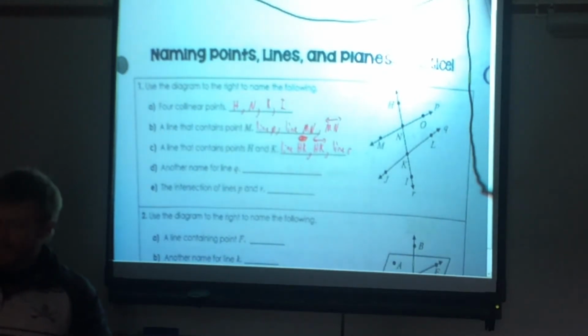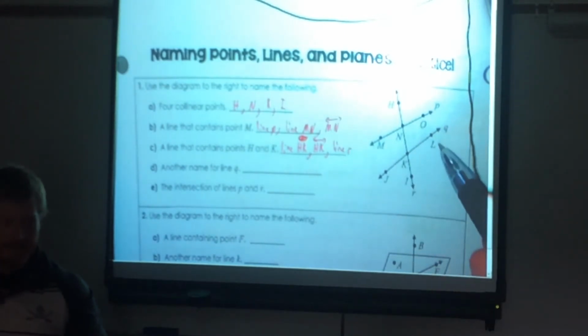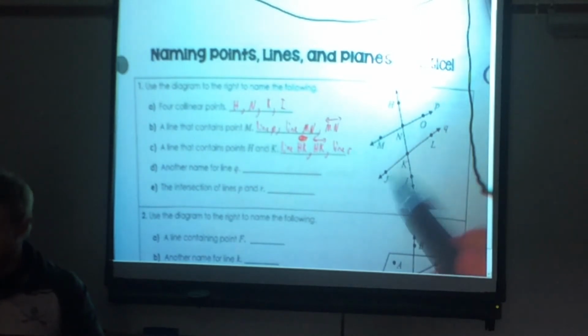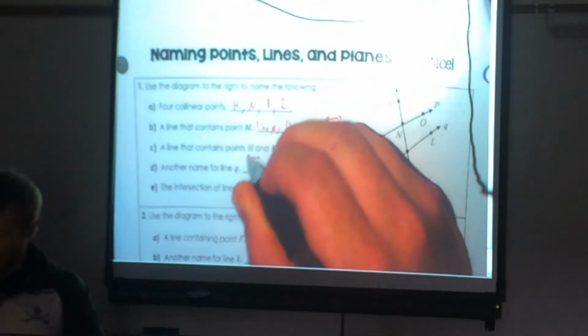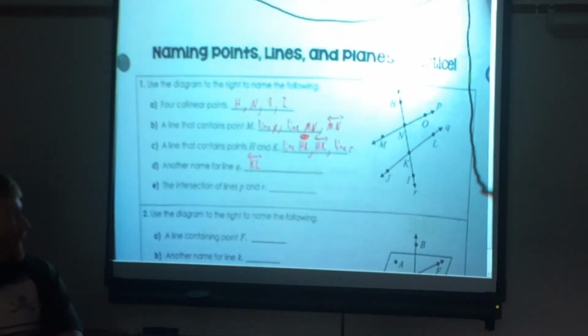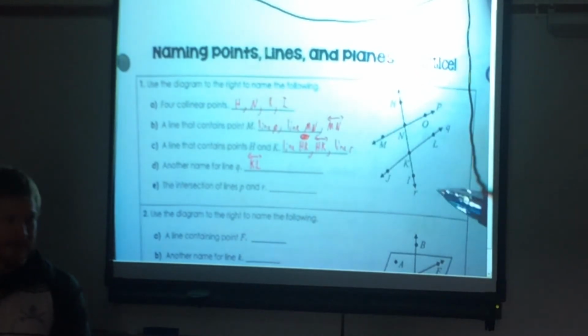D, it just wants another name for line Q. So I have to use this line. I can't say line Q because that would be the same name. But I can use any 2 of these 3 points. So I can say KL with a line with 2 arrows on top. I could have done the same with JK. I could have said line JL. Any of those would have been okay. The only thing that would not have worked is if I'd said line JKL or line KJL, because it has to just be 2, and I couldn't have used any of these points that's not on that line, obviously, right?